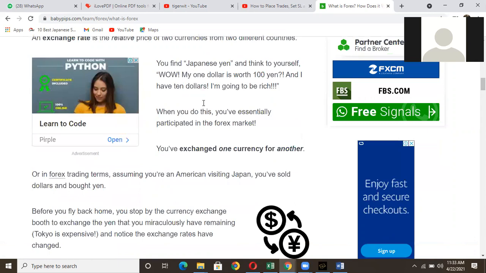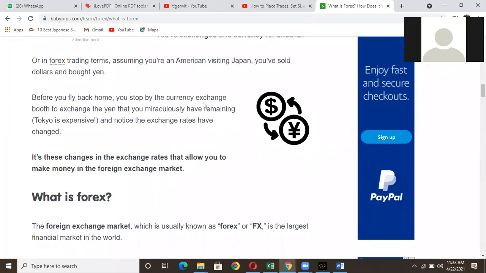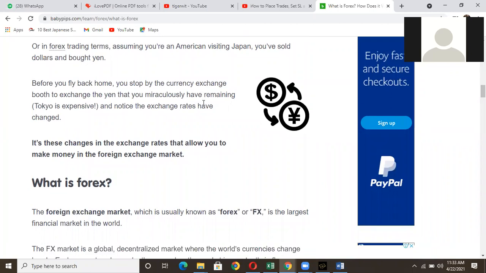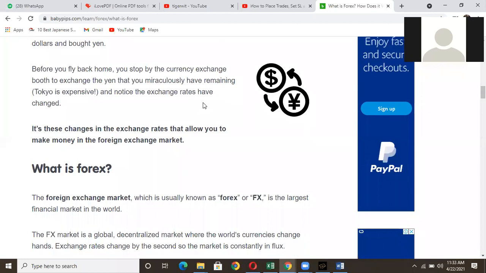So you have exchanged one currency for another. In Forex trading terms, if you are an American visiting Japan, you have sold dollars and bought yen. Before you fly back home, if you are a tourist, for example, they come here a lot, and once they land at the airport, they cannot do business here in Kenya with dollars. Or if you're in Japan, they cannot do business in dollars. They have to change to Japanese yen.